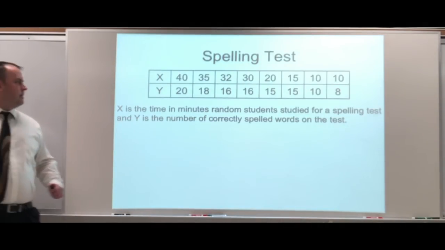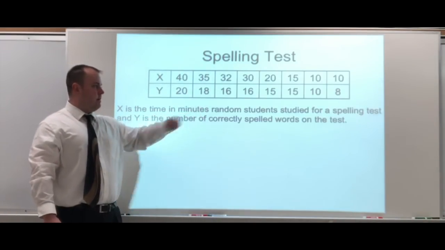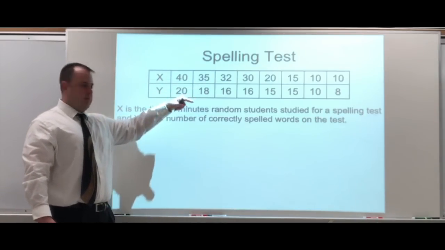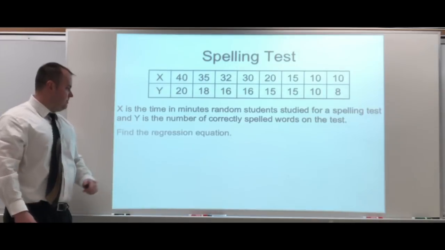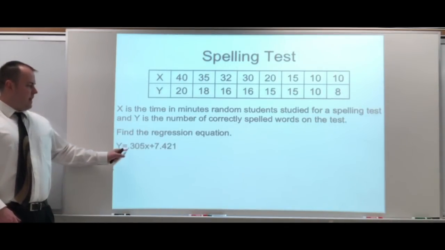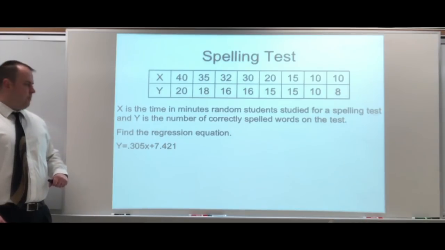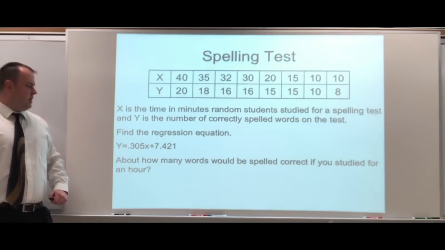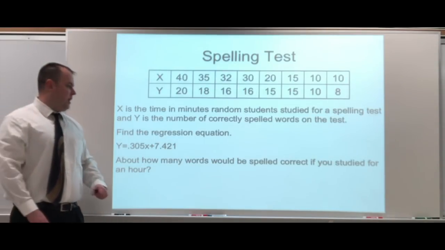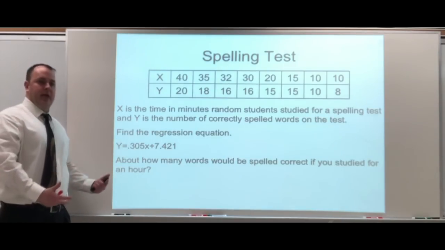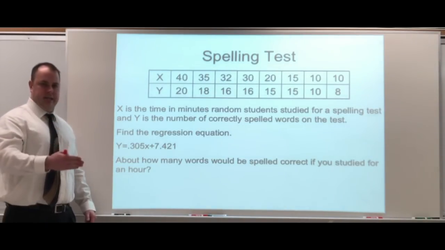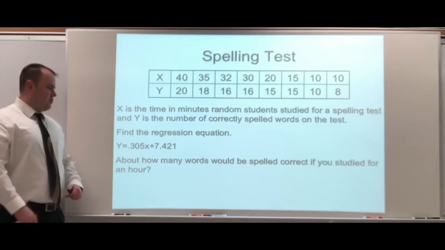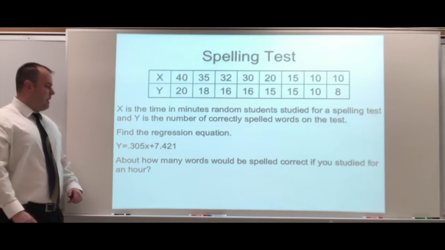For the spelling test, X is the time in minutes random students studied. Y is the number of correctly spelled words. So X is going to be the minutes. Y is the correctly spelled words. Find the regression equation. y equals 0.305x plus 7.421. About how many words would be spelled correctly if you studied for an hour? Okay, two things here I want to point out. One, it says about. These are estimates. That's the language of estimation. About how many. We're not going to say exactly this many words correct. Okay, it's an estimate. Hopefully it follows this trend so we can predict how many words you will get correct.